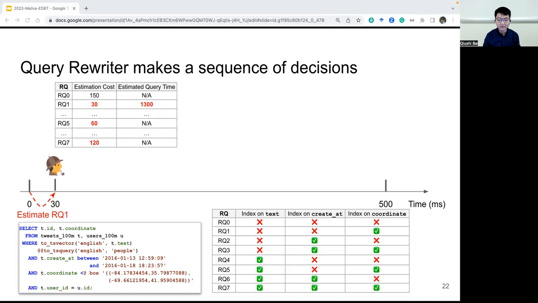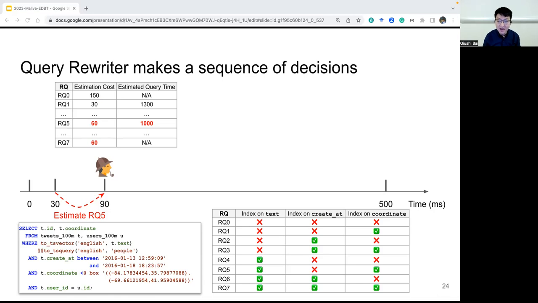We take down the new information and also update the cost for other RQs, since estimating different RQs may have overlapped cost. Given the 500 milliseconds deadline, we haven't found a viable RQ yet, so we continue. Given the information from estimating RQ1, now the agent may decide to estimate RQ5 next. Now we spend another 60 milliseconds on the QTE, and we know RQ5's query time is roughly 1 second. A little bit better, but still not fast enough.